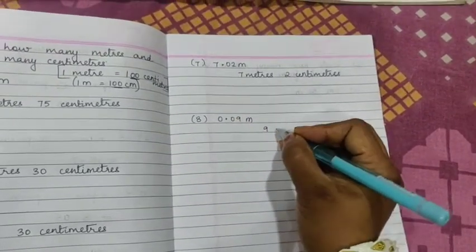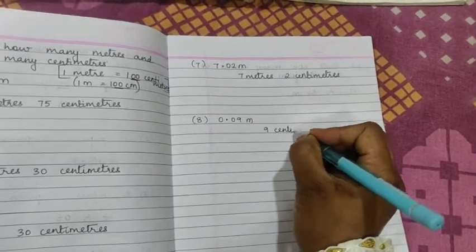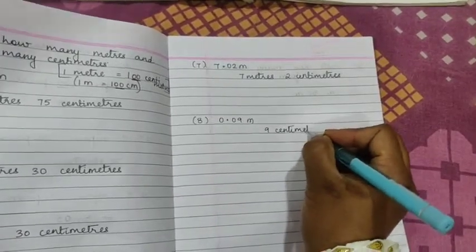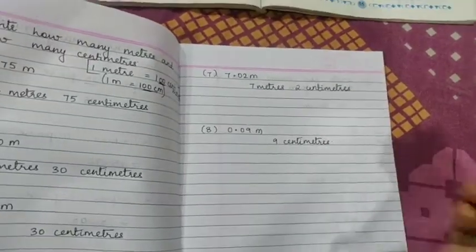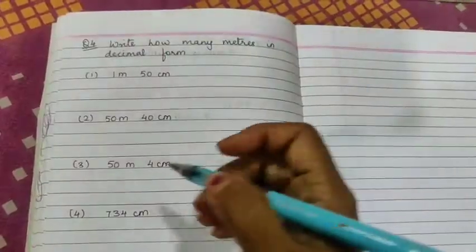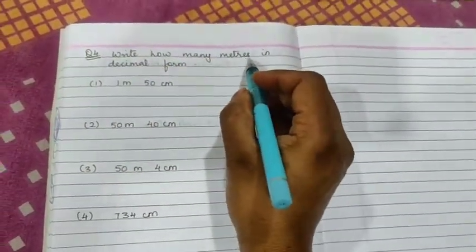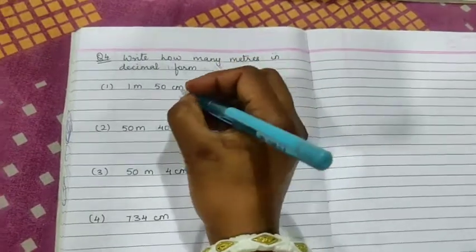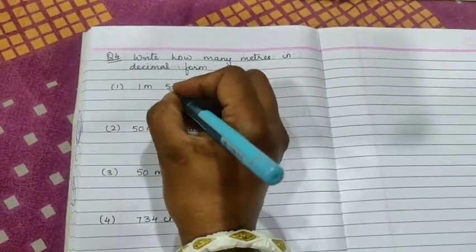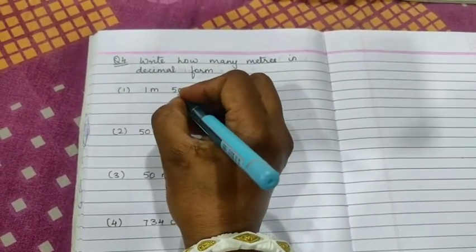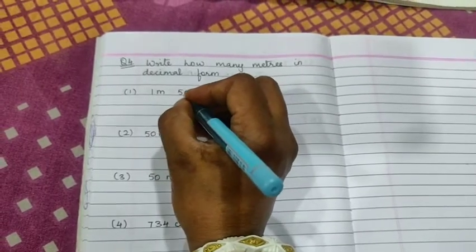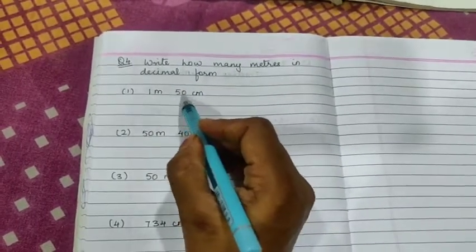Just 9 centimeters. Question number 4. Write how many meters in decimal form. So first you should see after the point at centimeters place there should be two digits, okay. So there are two digits.